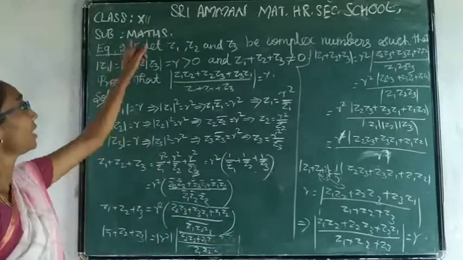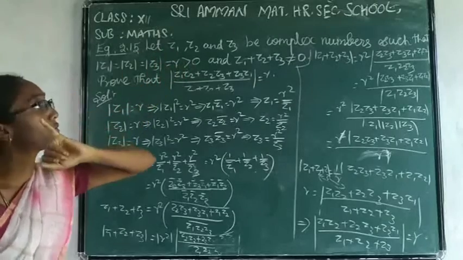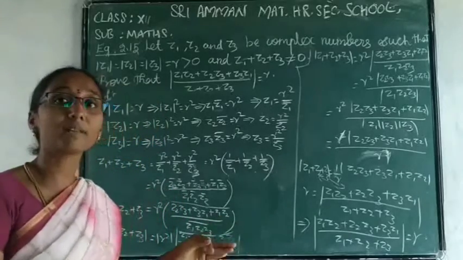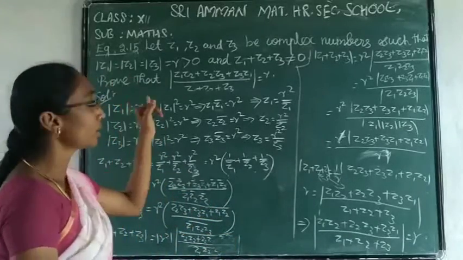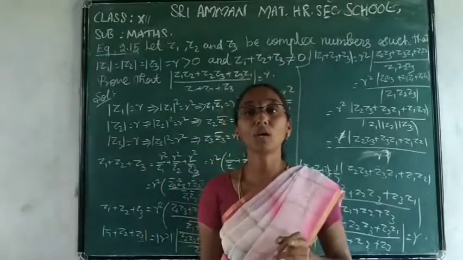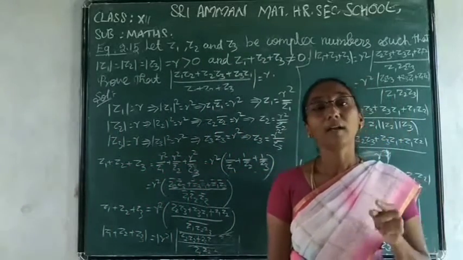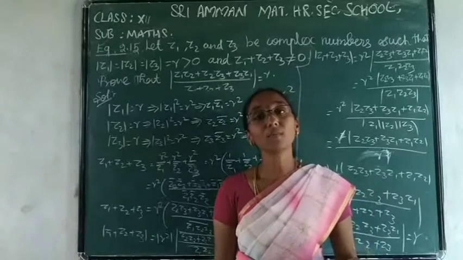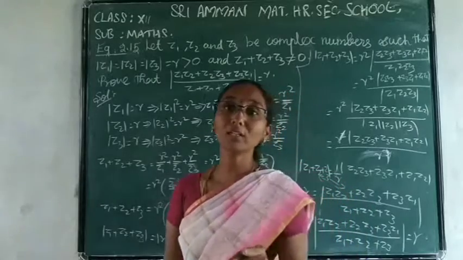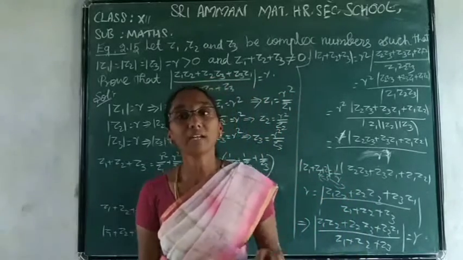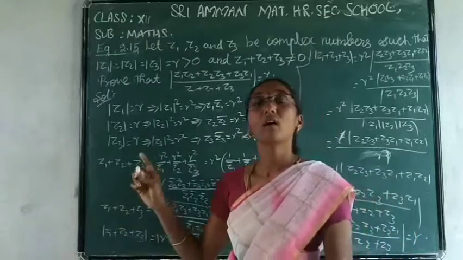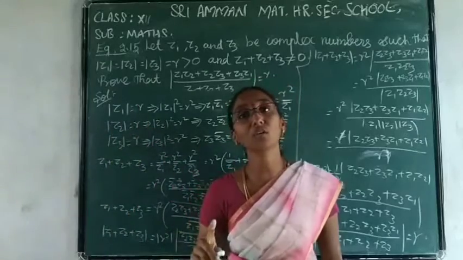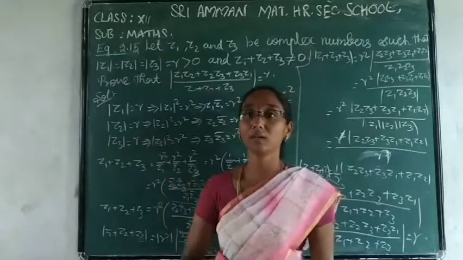What is the question? Let Z1, Z2, Z3 be complex numbers such that modulus of Z1 equal to modulus of Z2 equal to modulus of Z3 equal to R, and that R value is a positive number only, greater than 0, and Z1 plus Z2 plus Z3 is not equal to 0. Then you have to prove that modulus of Z1 Z2 plus Z2 Z3 plus Z3 Z1 divided by Z1 plus Z2 plus Z3 equal to R.